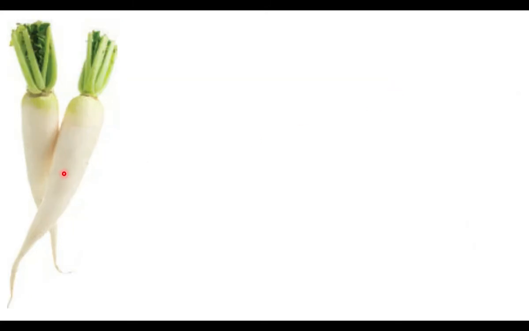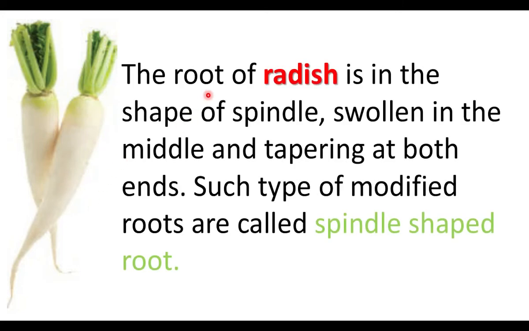What is the shape of this root? This root is broad at the middle and narrowing or tapering at both the ends. This is spindle shaped. The root of radish is in the shape of a spindle, swollen in the middle and tapering at both ends. This is one end, another end. Both ends are tapering. Such modified roots are called spindle shaped roots.